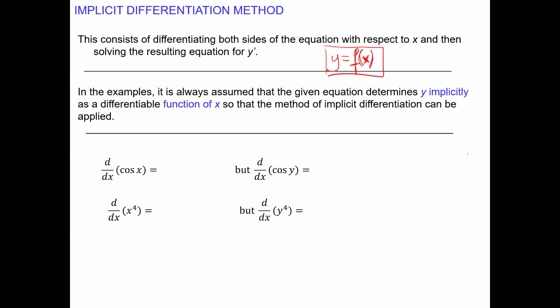Now what we will do, we will take the derivative with respect to x of both sides, of both original sides. And I have a couple of examples to show you. When we differentiate with respect to x, cosine of x, it will be negative sine of x, no problem. Derivative with respect to x of x to the power of 4 is 4x cubed, no problem.